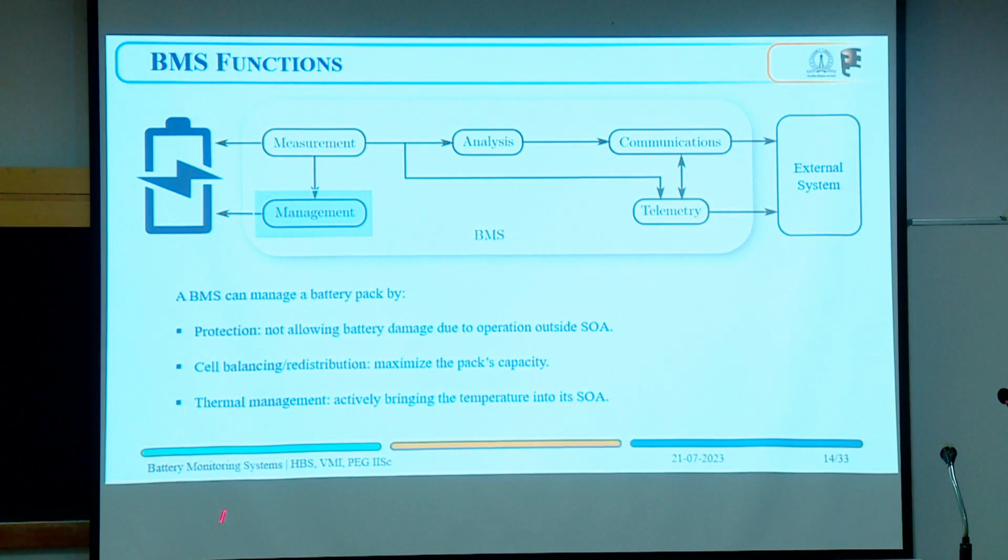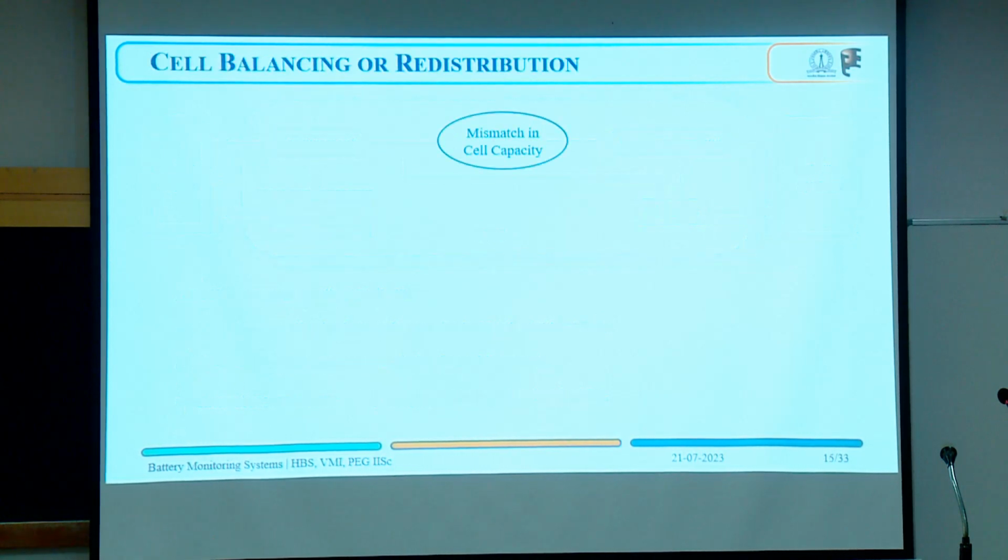But these are the basic requirements that have to be fulfilled by a BMS for a battery. So now coming to cell balancing, or redistribution. We talked about a battery pack, and let us say we have a battery with several series-connected cells. In series the current stays the same, right? The current that is being fed or taken out from the battery stays the same.